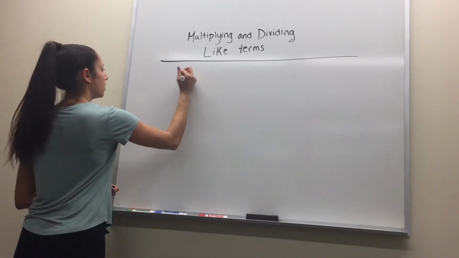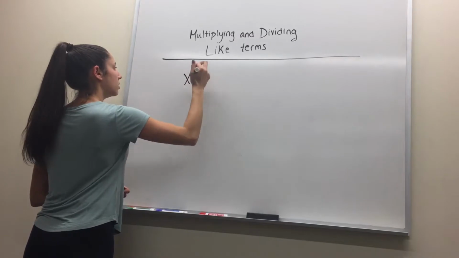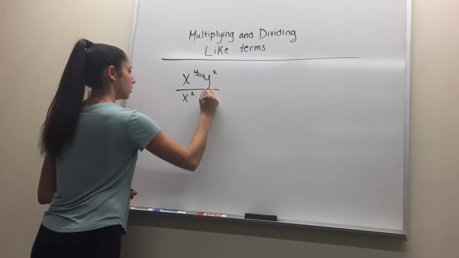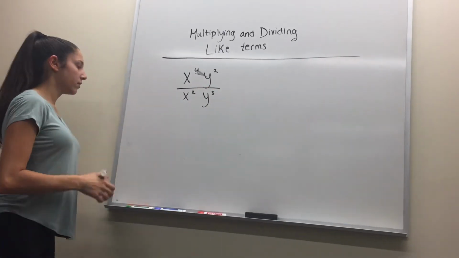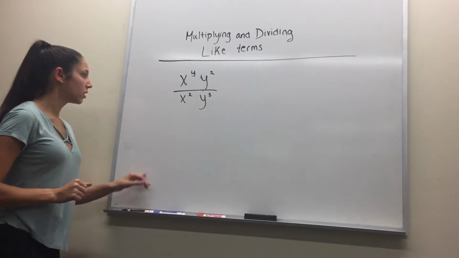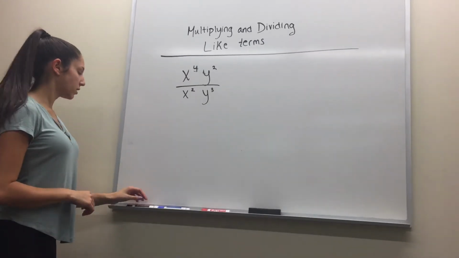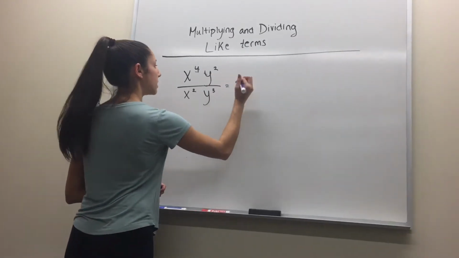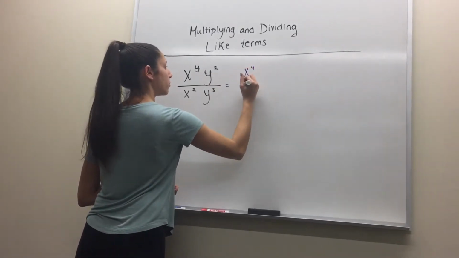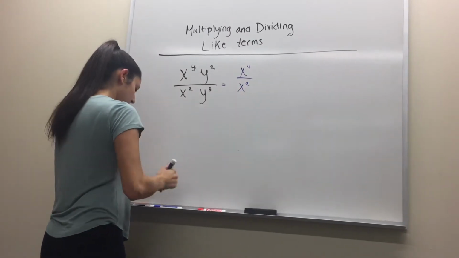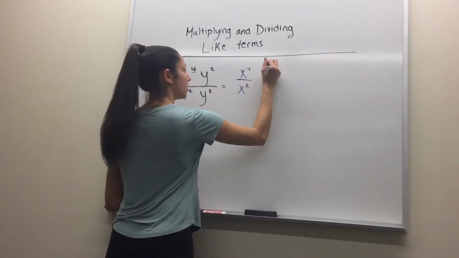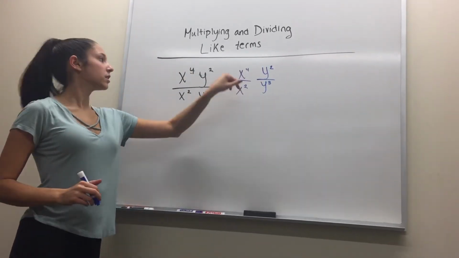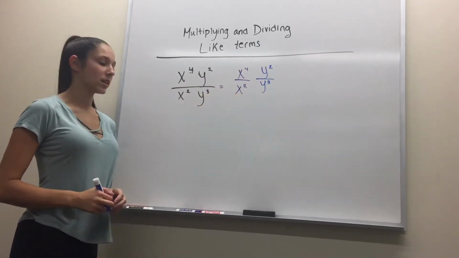So now let's look. Here we have x to the 4th and y squared divided by x squared times y cubed. So now we can look at this in a different way. This could be the same as saying x to the 4th over x squared times y squared over y cubed. Splitting up like this shows us that we can cancel out the x's and the y's respectively.